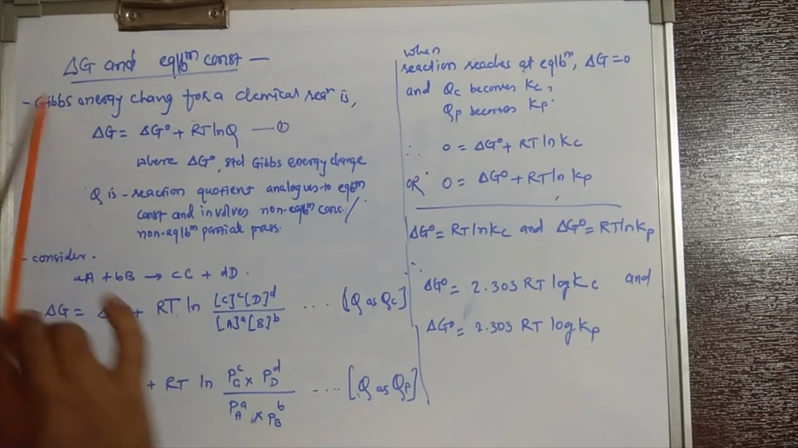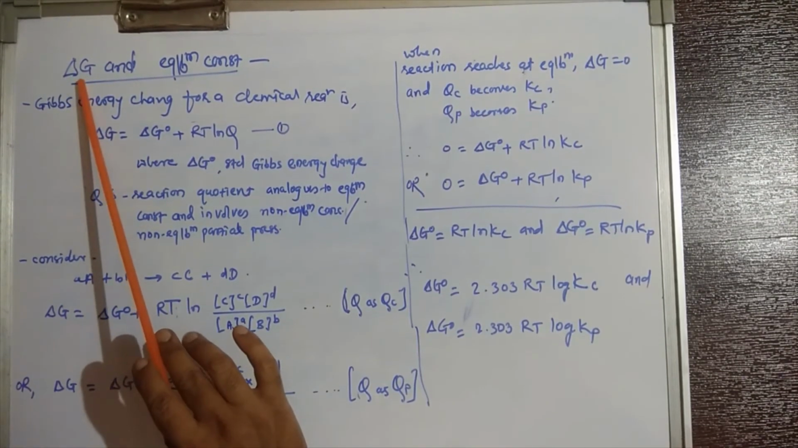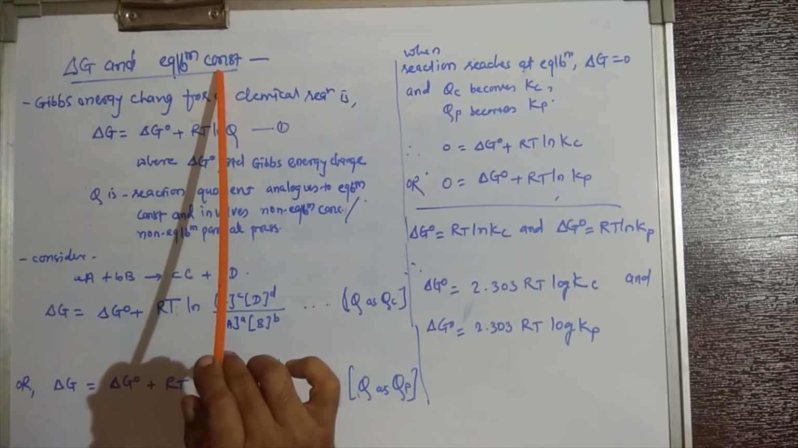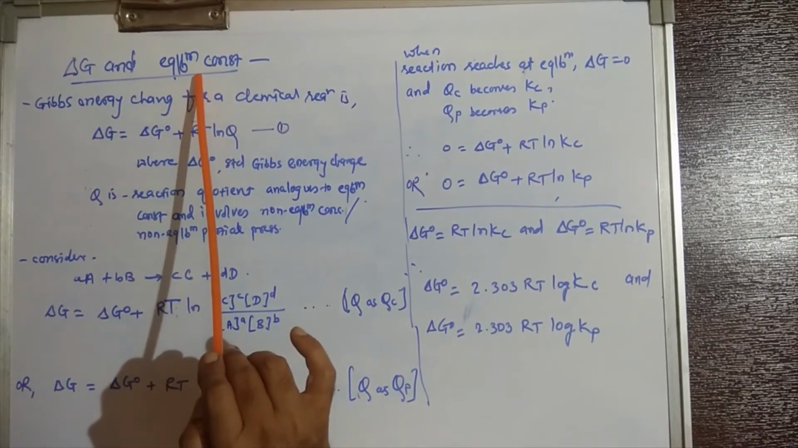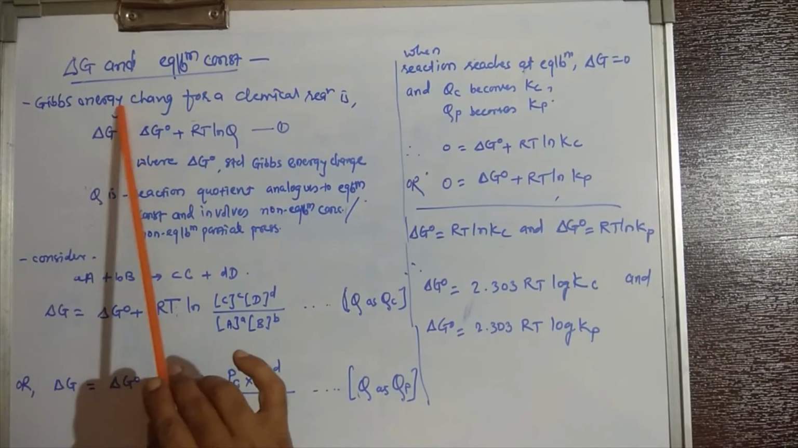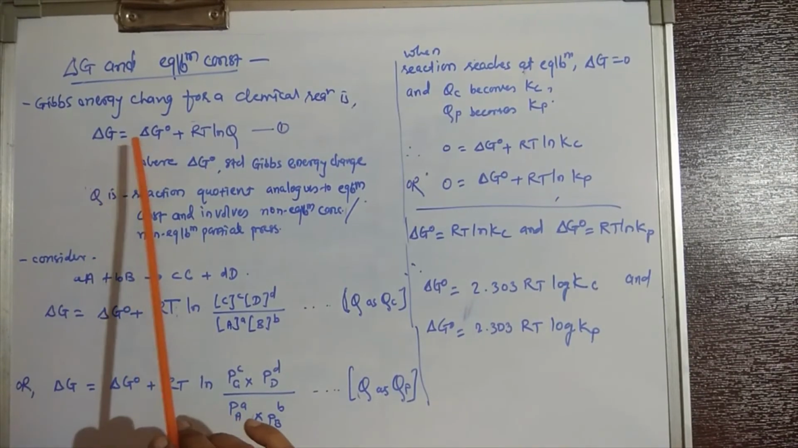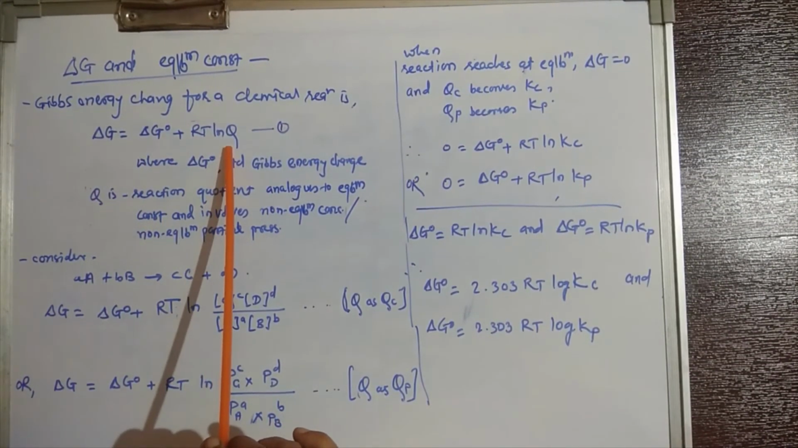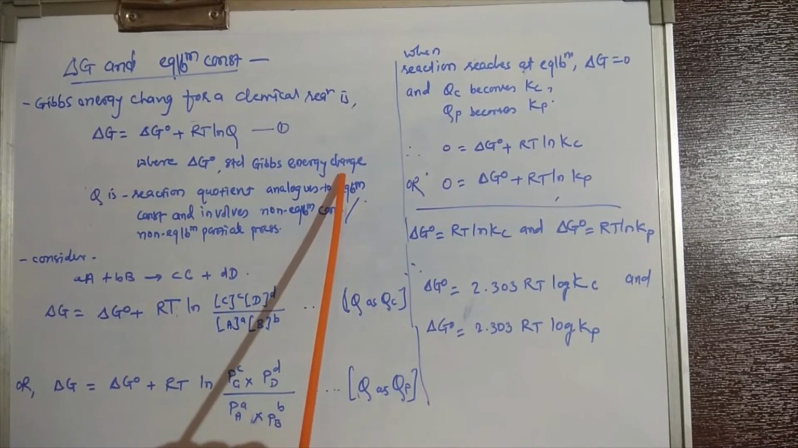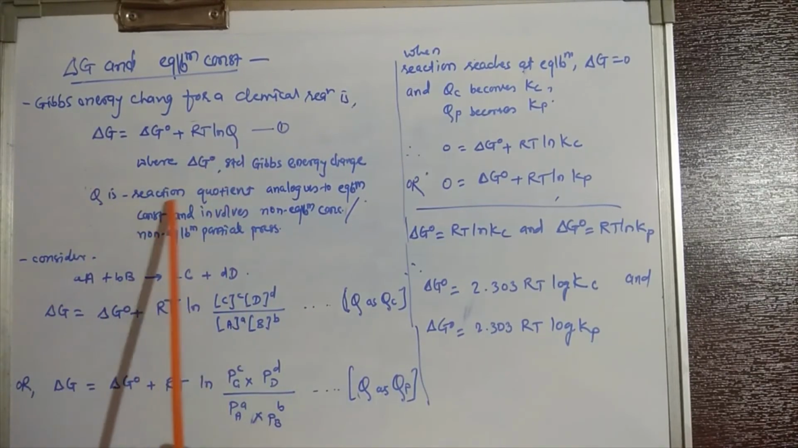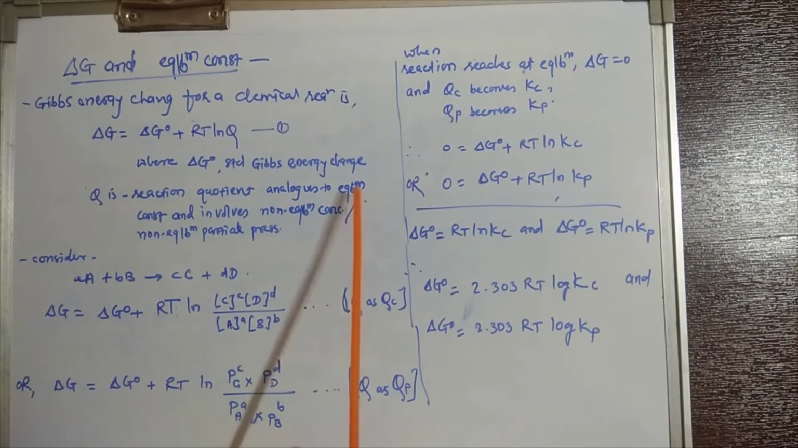See students, the next point, the Gibbs function delta G and equilibrium constant. Okay, the relation between delta G and equilibrium constant Kc and Kp. Now Gibbs energy change for a chemical reaction is simply given as delta G is equal to delta G naught plus RT ln Q, where delta G naught is the standard Gibbs energy.